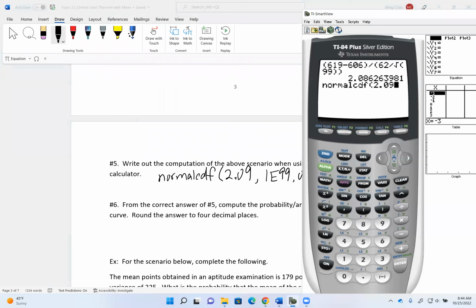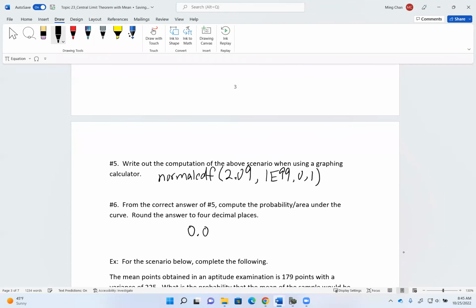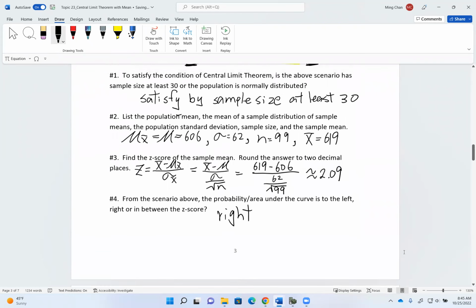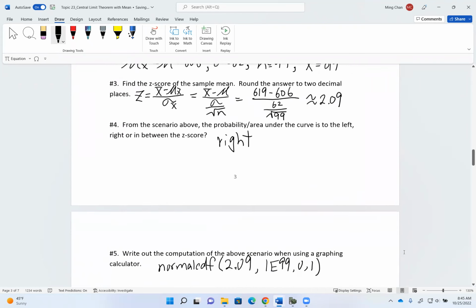All right, number 6, let's punch it in. 1e99, comma 0, comma 1. All right, so that's about 0.0, 4 decimal places, 0.0183. So if you think about it, it's only about 1.83% chance that it's gonna be bigger than 619 minutes, okay? Because that's way above, right, the true population mean.